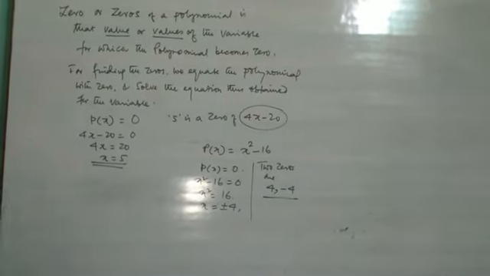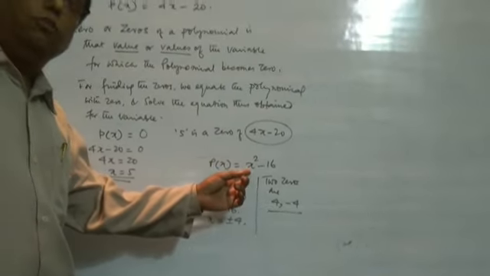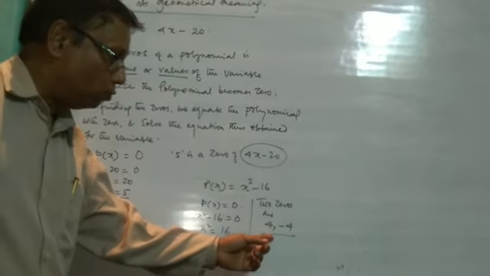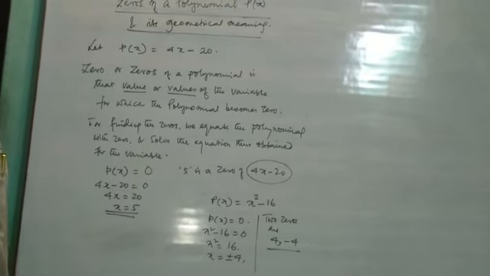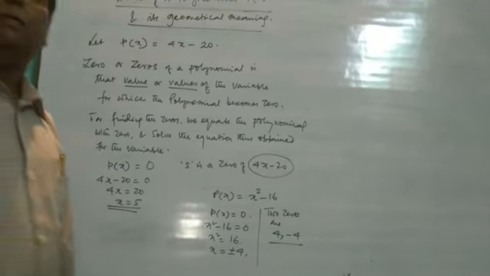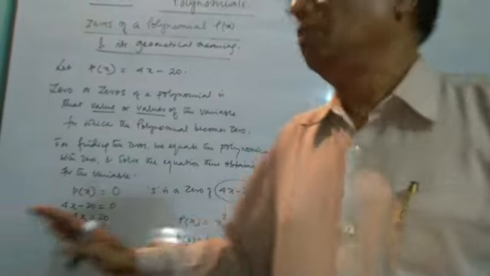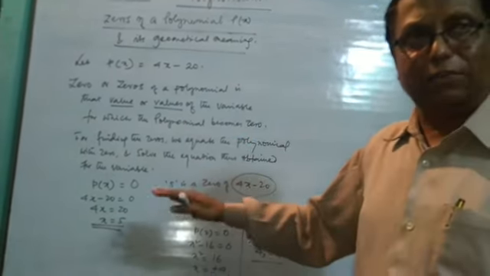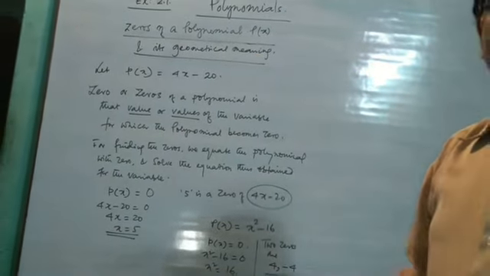Since it is a quadratic polynomial, the maximum number of zeros that a quadratic polynomial can have is 2. The maximum number of zeros that a linear polynomial can have is 1. The maximum number of zeros that a cubic polynomial can have is 3. So this is the basic thing that you have to know. Now we will see the geometrical meaning.